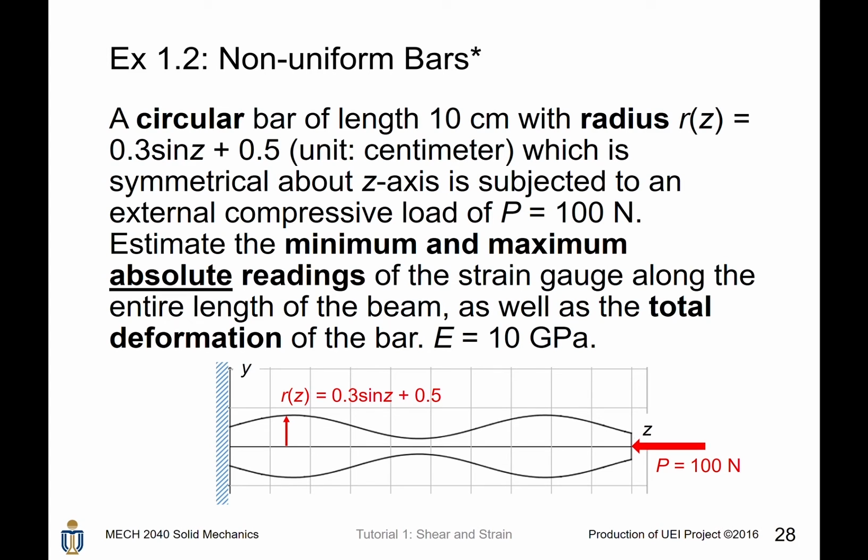For this circular bar, the radius is given by 0.3 sine z plus 0.5, and there is a compressive load P equals 100 Newton. Estimate the minimum and maximum absolute reading. Absolute reading means that no matter whether it is positive or negative, we take the absolute value. And find the total deformation of the bar.